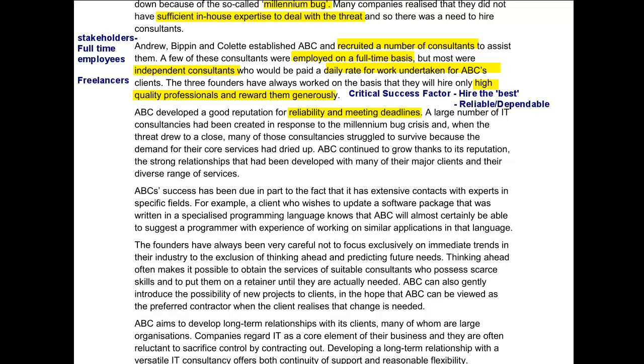And as you can see, there was a lot of competition around at this time, because a large number of IT consultancies were created in response to this. Now, the problem here is that obviously when the millennium bug crisis is over, where are all those companies going to go? They have no need anymore. So they have to adapt to survive, or they will die.